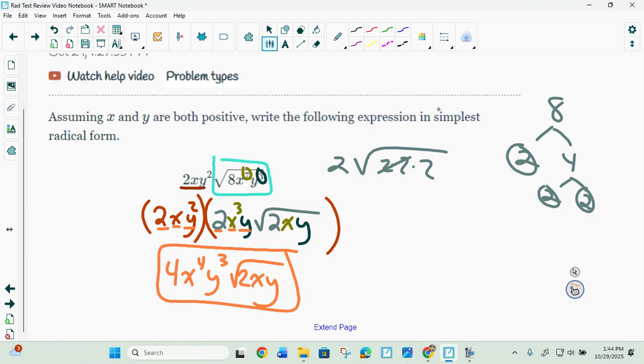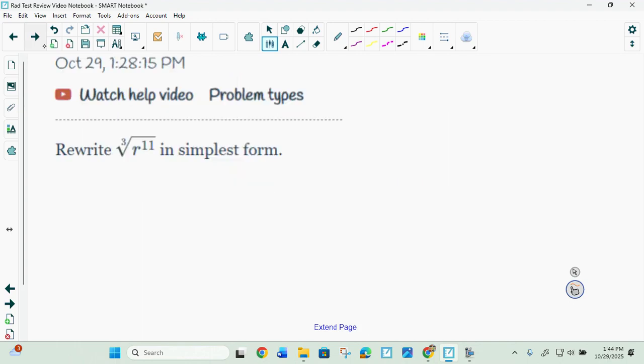Okay, let's keep going. So the next type you're going to see is write in simplified form. This is super easy. This tells me that I need groups of 3 to escape. How many groups of 3 are there in 11? There are 3, right? 3 goes into 11 3 times. How many are left over? There are 2 left over, so that's r squared. And when in doubt, you could always do your 11 r's. I'm not going to, but that can explain why there are 2 r's left over and 3 groups of r's got to escape. It makes sense.